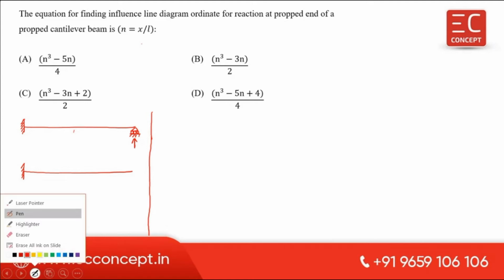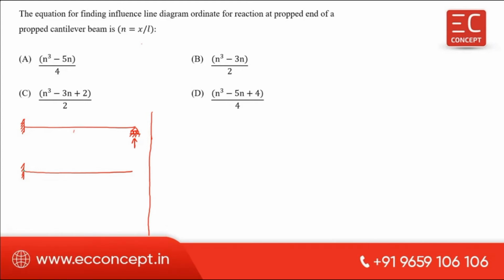The deflected shape looks something like that. This is the deflected shape. This deflected shape is qualitative and this ordinate is 1. This is something like that curve. Okay. Now, what is this ordinate?